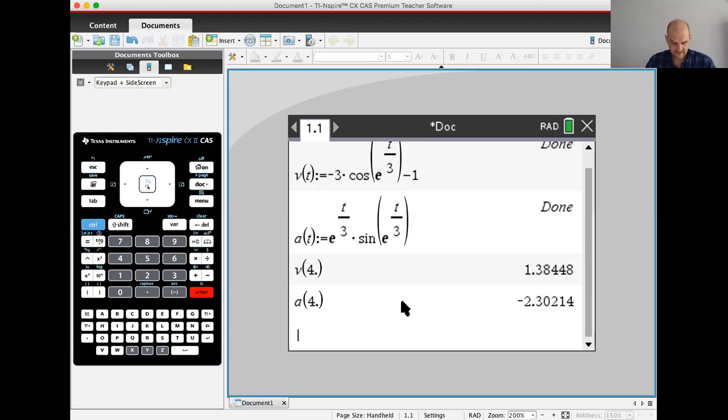I'm going to write down v of 4 is approximately 1.384, 3 decimals always. a of 4 is approximately -2.302. I'll switch back to the notes so you can see what I've written, but you know what to write at this point, right? So just try to write it on your own. I'm writing: since v of 4 and a of 4 have opposite signs, speed is decreasing.